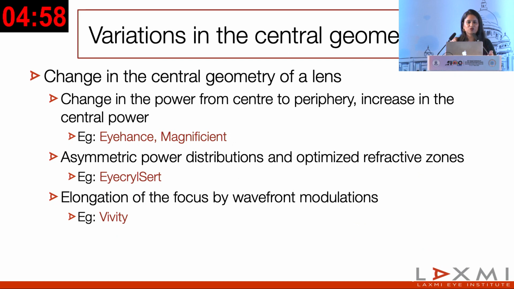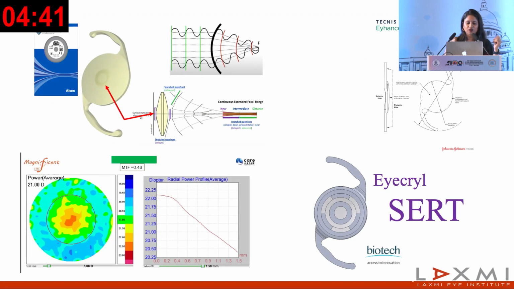Then came the lenses which made changes in the central geometry and the optics of the lens. Some changed the power from the center to the periphery, some had asymmetric power distributions, and some lenses also manipulated the wavefront by adding some kind of segment, all of which ultimately lead to good intermediate and distance vision. So here you can see the optical principles of all the different lenses.